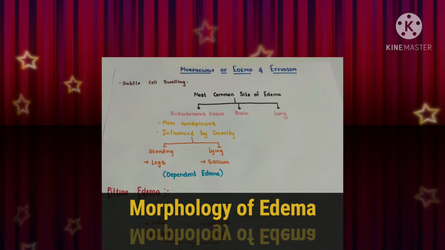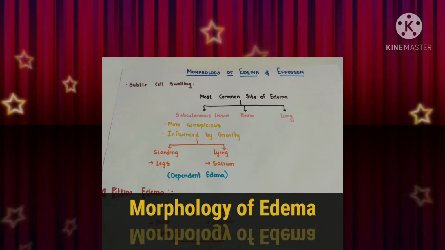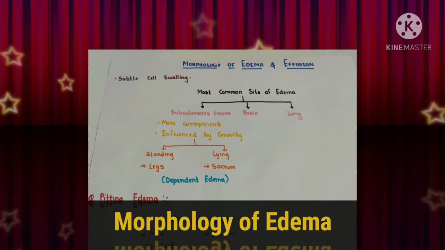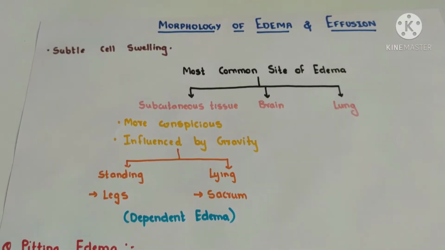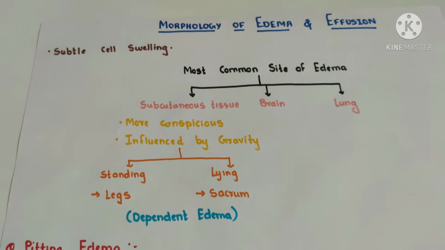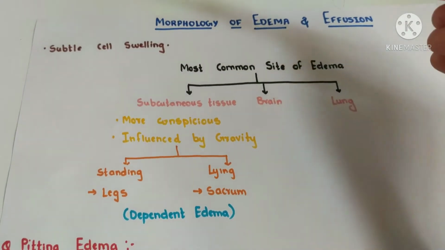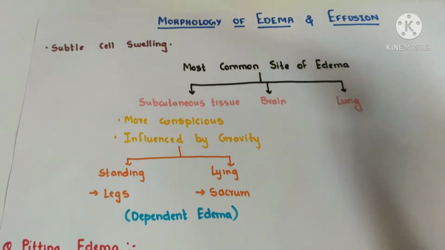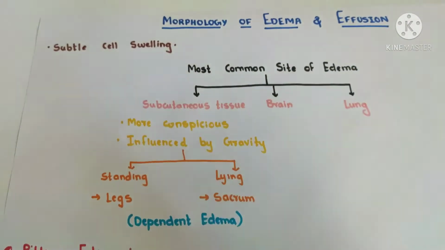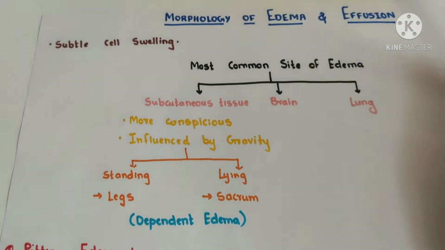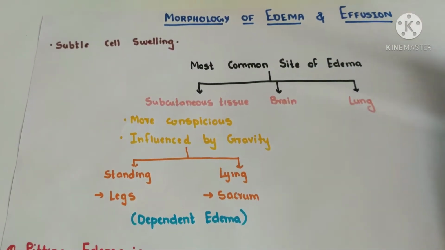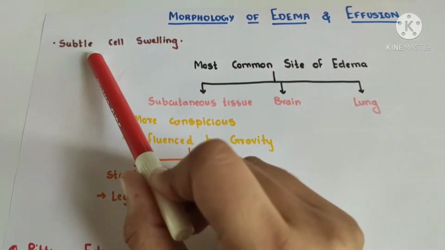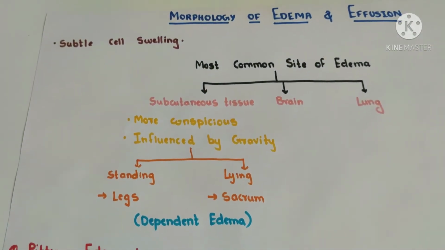Hello friends, now we are going to study the morphology of edema and then the clinical features. First of all, what is morphology? It means we are going to study the structure grossly as well as microscopically. What is the morphology of edema? Obviously what we see is subtle cell swelling, right?